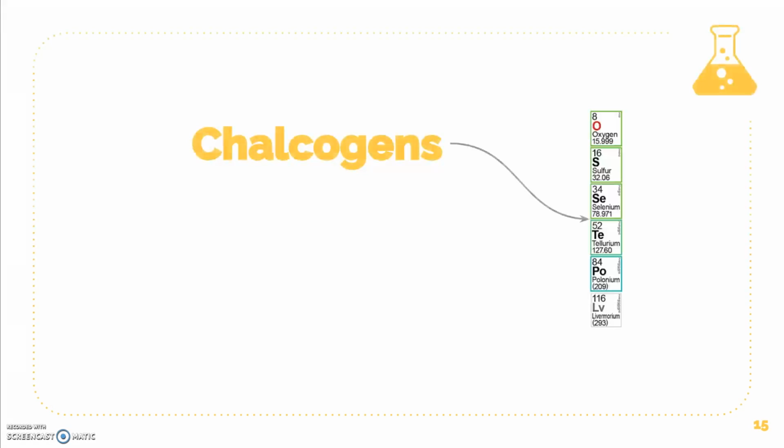The chalcogens are located in group 16. They all have 6 valence electrons. All the solid, stable chalcogens are soft and do not conduct heat well.